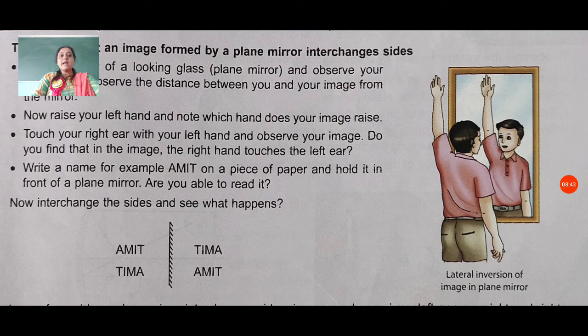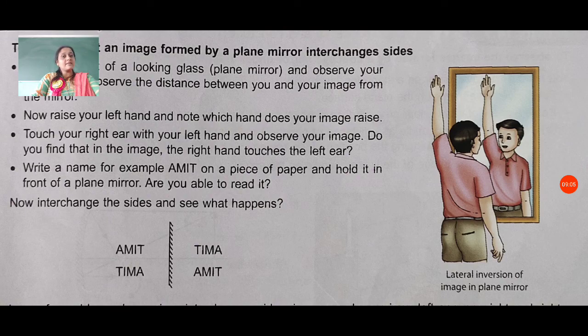Now raise your left hand and note which hand your image raises. You can also do this activity at home. Touch your right ear with your left hand and observe your image. Do you find that in the image the right hand touches the left ear? Write a name which helps you.